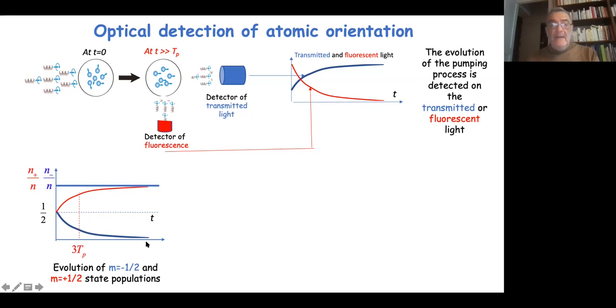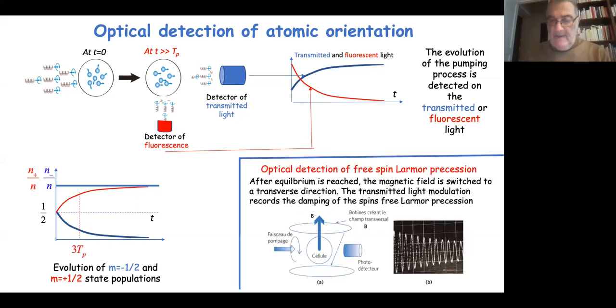So you see again that in this experiment, light plays a double role. It orients the spins, and the transmitted or fluorescence light is used to detect the amount of orientation that you have got in the sample. I show you here a very simple and beautiful experiment you can do once you have oriented your sample.